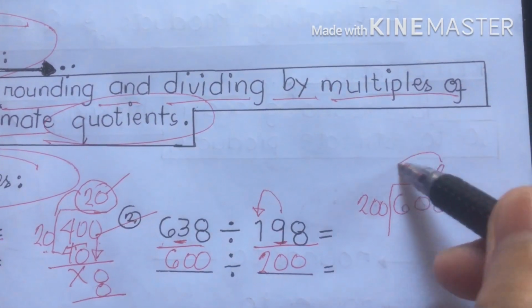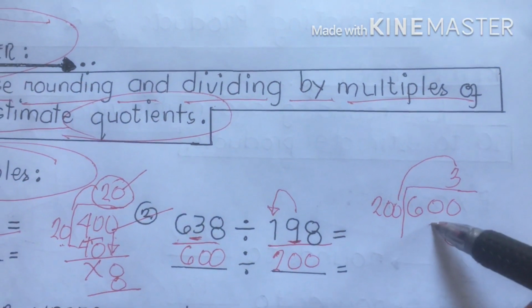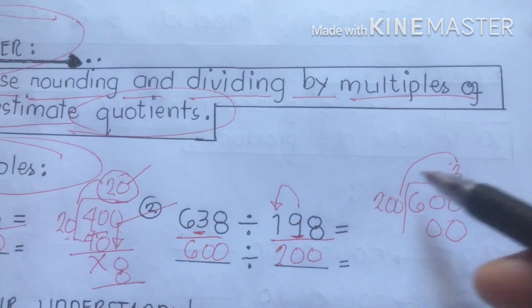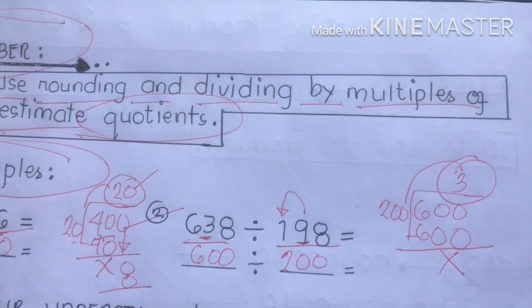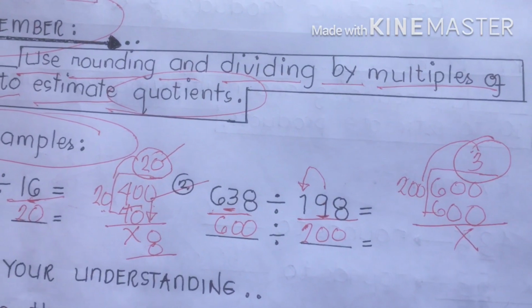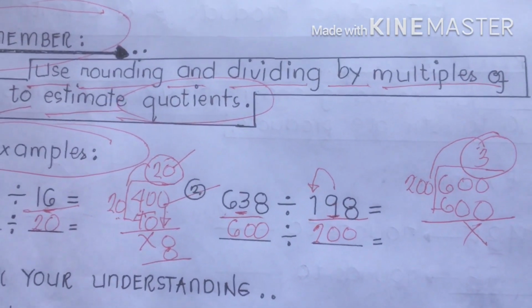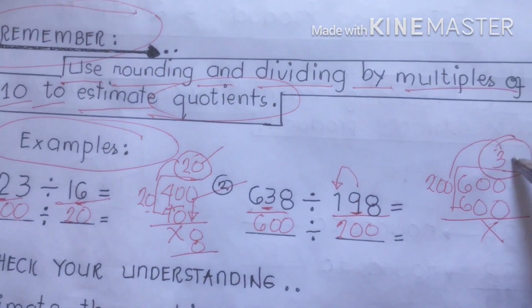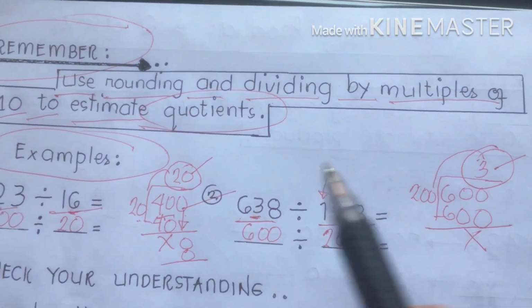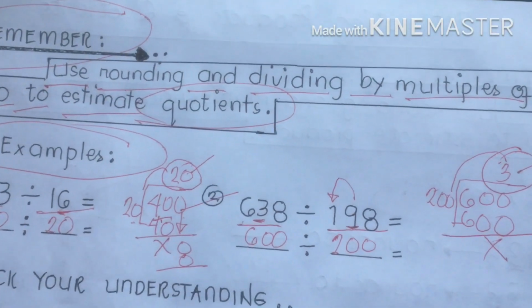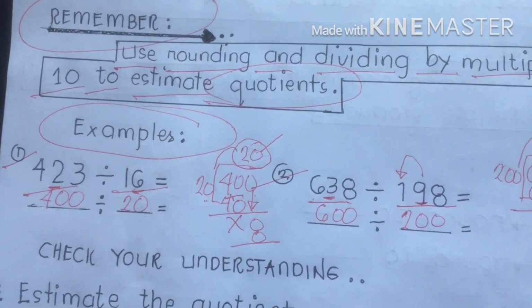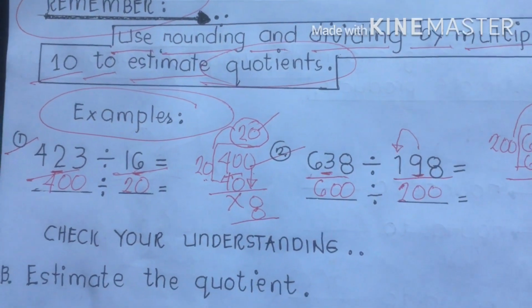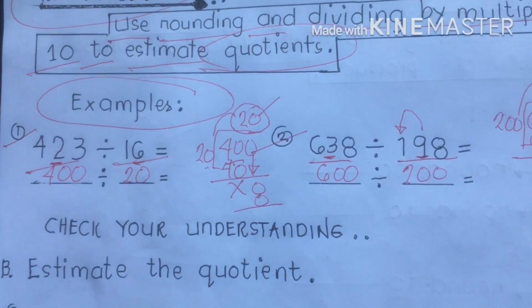Okay, 3 times 0, we have 0, 0. 3 times 2, we have 6. Okay, our answer now is 3. Therefore the quotient is 3 for number 2, and for number 1 it is 20. And that is how you are going to estimate first before you divide the following problems using our different examples for part 2.